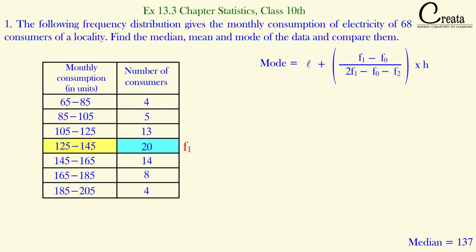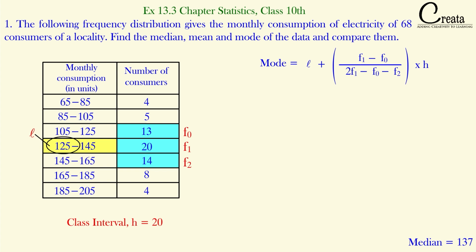The lower limit of this modal class is L. So we got L, that is the lower limit of the modal class, as 125. Further, the class interval we have already calculated. It is upper limit minus lower limit, 145 minus 125, which is 20. F1 we got as 20. And what are F0 and F2? F0 is the frequency before the modal class frequency, and F2 is the frequency after the modal class frequency. F0 we got as 13, F2 we got as 14.